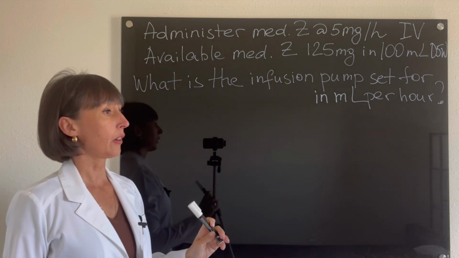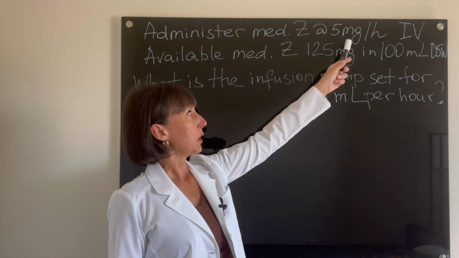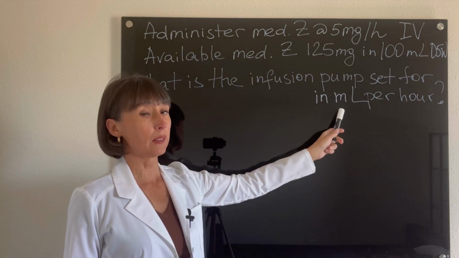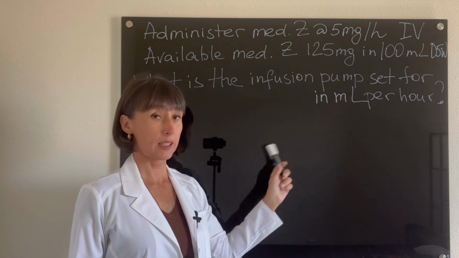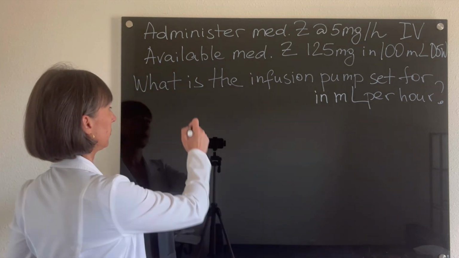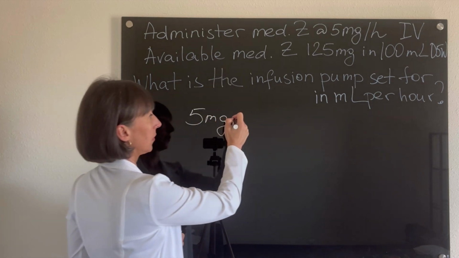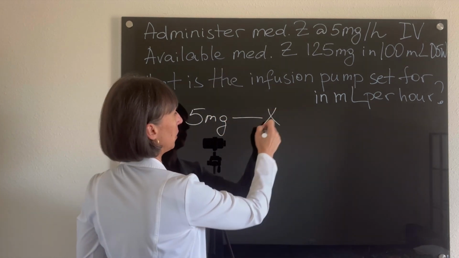Let's see what we can figure out here. 5 mg per hour, that's our order. The question is how many milliliters per hour is that? Let's set it up just like this. 5 mg is X milliliters.